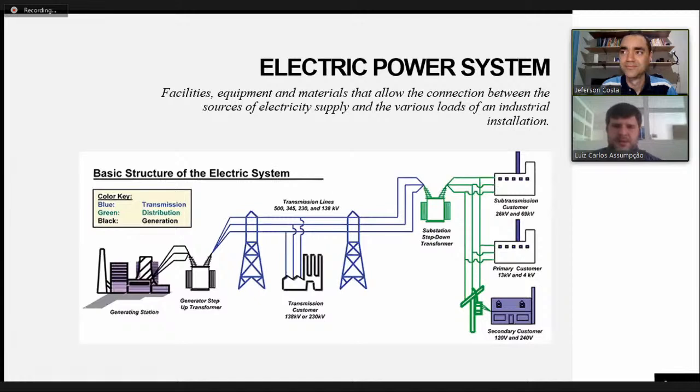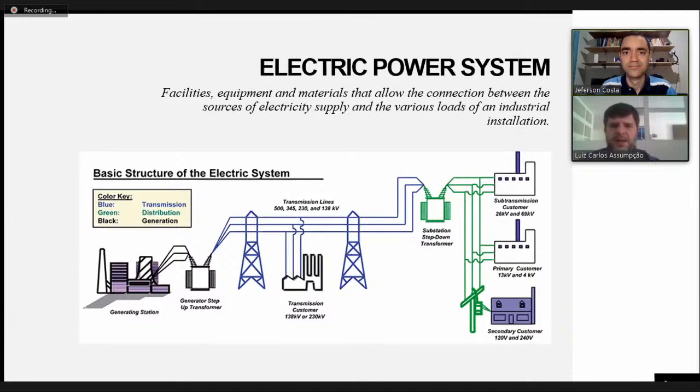Now I will talk about some of these utilities. The electrical power system provides equipment and materials that allow the connection between the sources of electricity supply and the various loads of an industrial installation. So in the picture, we can find the generation station that will be outside your plant.